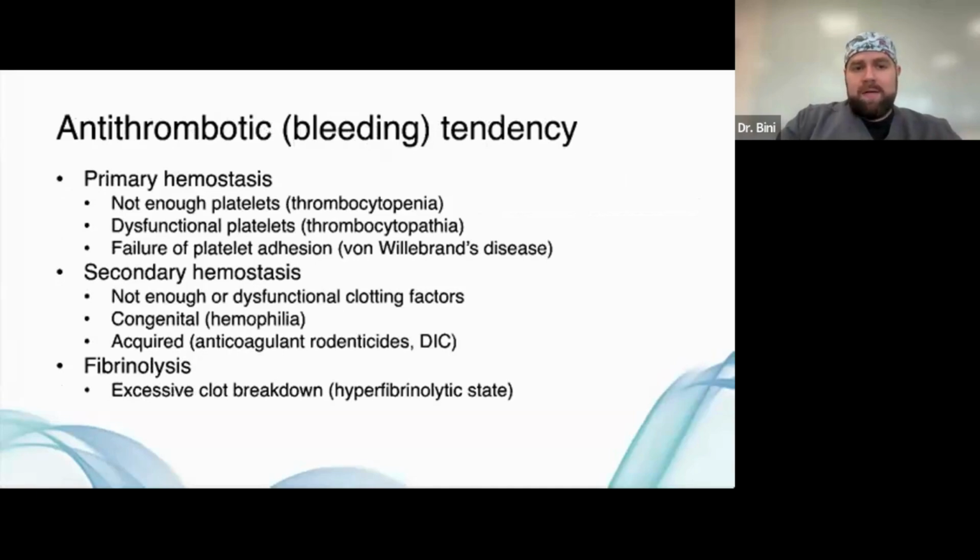So again, our patients have endogenous things that prevent them from clotting. But there are also a lot of other things that can affect their ability to clot, that are abnormal, right? If you don't have enough platelets, if you have dysfunctional platelets, if you have von Willebrand disease, and we're going to talk about this in a couple of slides as well, those will affect your primary hemostasis. So those patients will tend to bleed more.